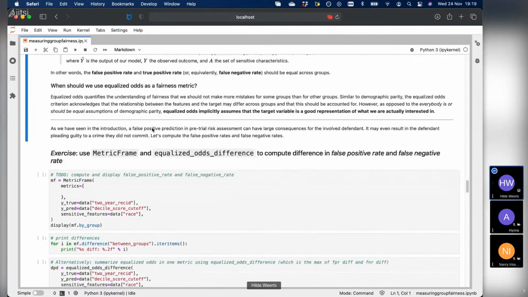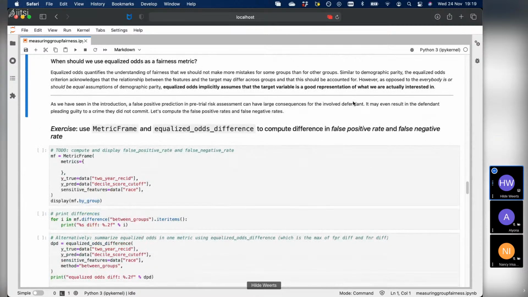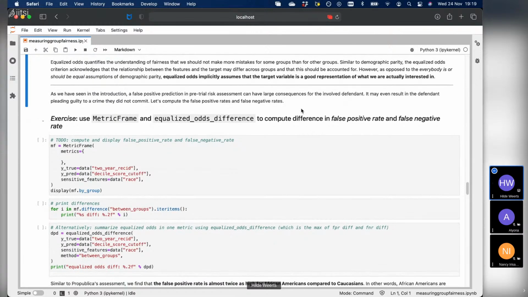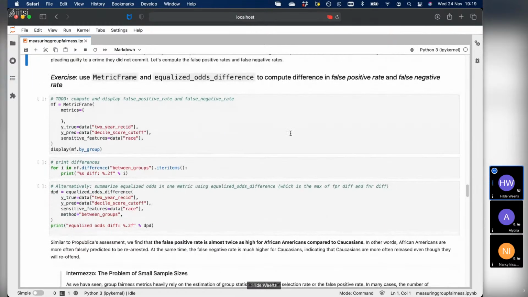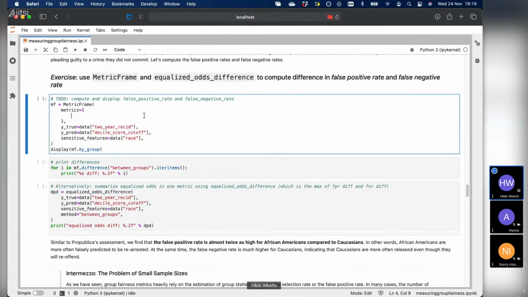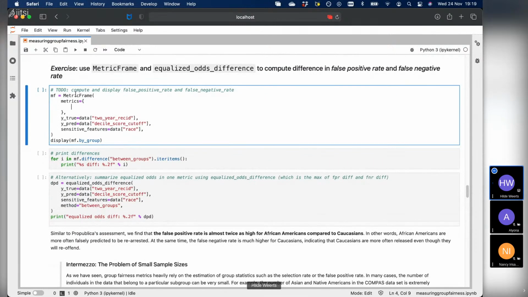And as we have seen in the introduction, a false positive in pretrial risk assessment can have very large consequences for the involved defendant. And actually, it has been shown that defendants might even just plead guilty just because they do not want to await trial in jail, because it could sometimes even be a year or more, and then it's easier to just plead guilty to a minor crime, even if you didn't do it. But that's more about the problems with the US criminal justice system rather than the fairness of the machine learning model. Okay, so now we're going to use metric frames similarly as before, but this time to look at equalized odds.